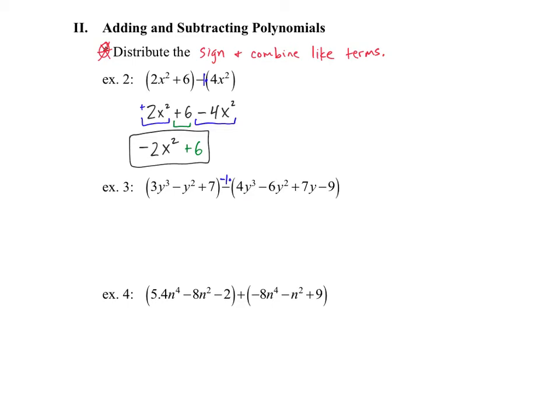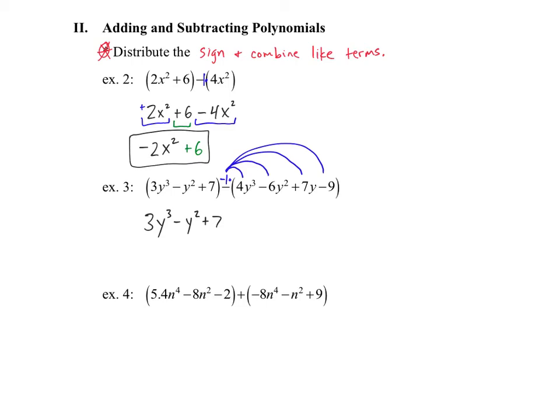these clumps. So we have -1 times the 4y to the third, -1 times the -6y squared, -1 times positive 7y, and -1 times the -9. So first I'm going to write out that first thing. So I have 3y to the third minus y squared, and then a plus 7.